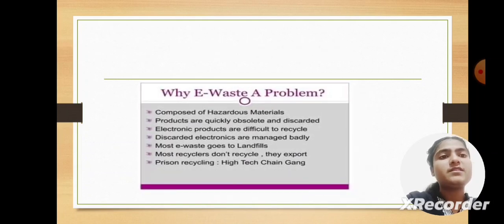Why e-waste is a problem in our India or a country. It is composed of hazardous materials. Products are quickly obsolete and discarded. Electronic products are difficult to recycle. Discarded electronics are managed badly. Most e-waste goes to landfills. Most recyclers don't recycle, they export. These are the reasons why e-waste has become a problem in India now.